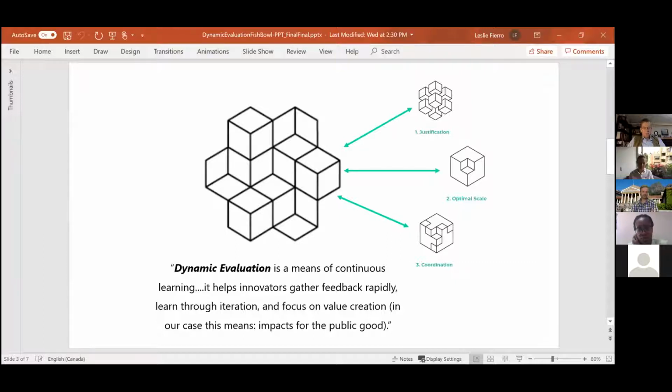And how close are we getting to, or what can we do to actually achieve, that optimal scale that we're striving to accomplish, right? So as this quote suggests here, dynamic evaluation is a means of continuous learning, right? And that's part of its dynamic nature. The idea is that it's supposed to help innovators gather feedback rapidly, learn through iterations, so that we're continually modifying and changing these factors and getting feedback about how that's going, and focus on value creation, right? We want to remember that dynamic evaluation is also feeding into this idea of impact for the public good and is contributing to that in a meaningful way.